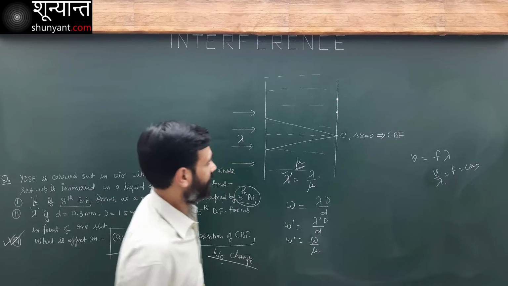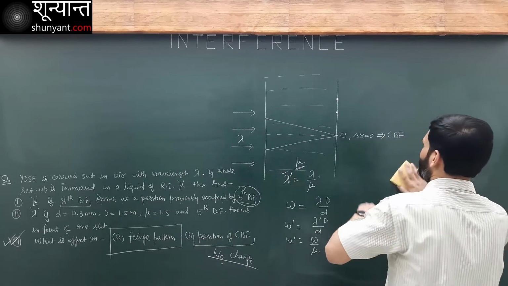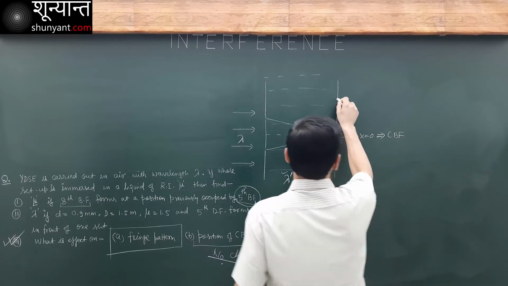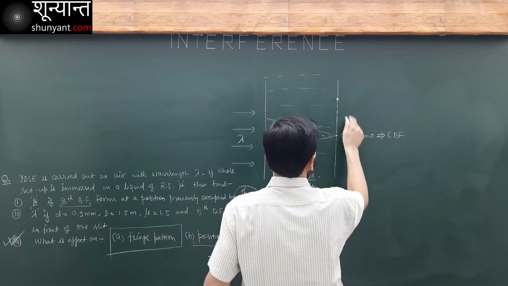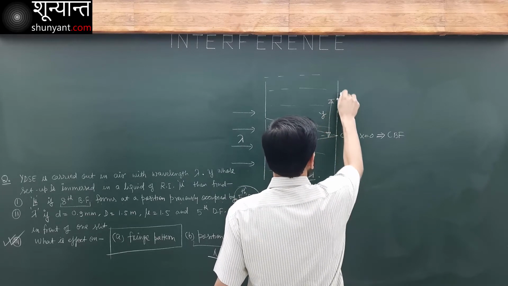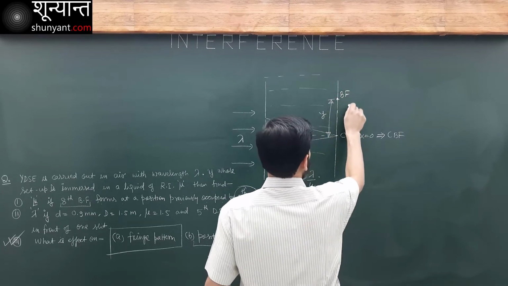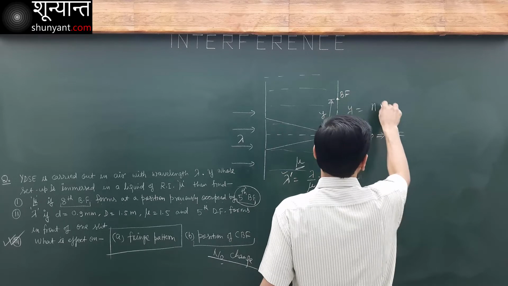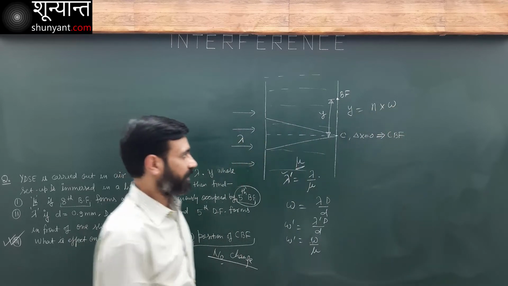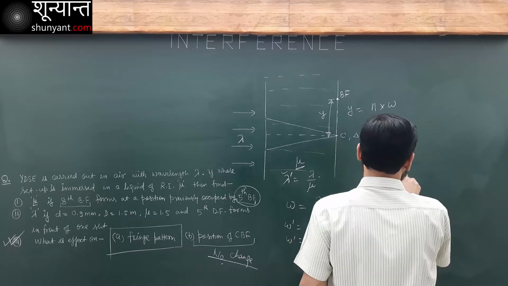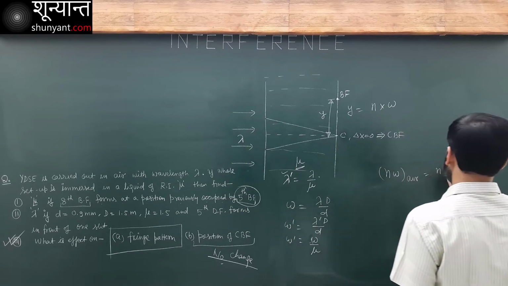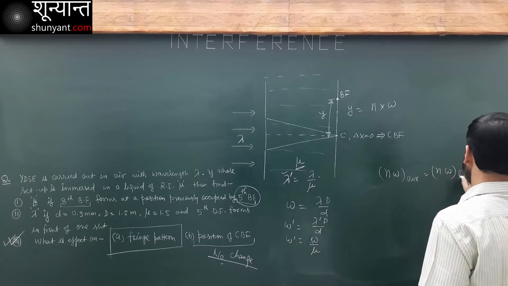Okay. So now what will it be? It's like this. This position is y. This distance is y, this distance is y. If this is a bright fringe, then y is going to be n times omega. That means n times omega in air will be n times omega in liquid.